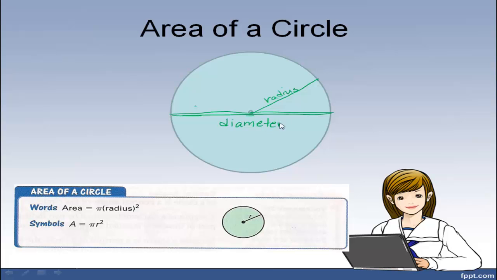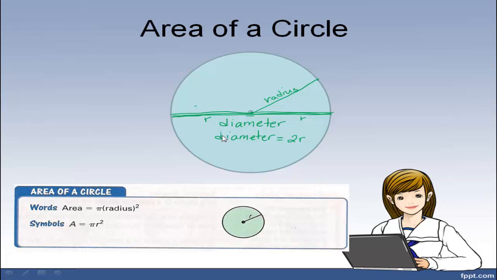Now notice that the diameter is made up of two radius, or two radii. Radii is the plural for radius. So from the center of the circle to this side of the circle, this is a radius also. And also on this side, from the center to this side, this is also a radius. So I can say that the diameter is the same thing as 2 times the radius.